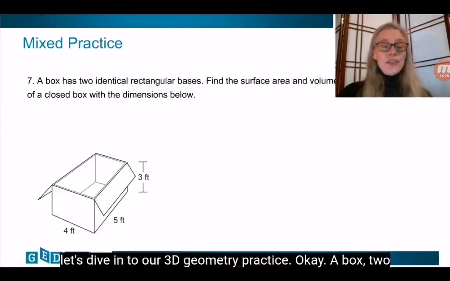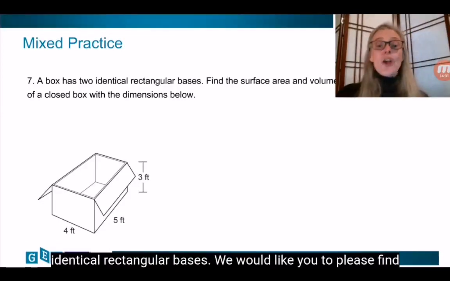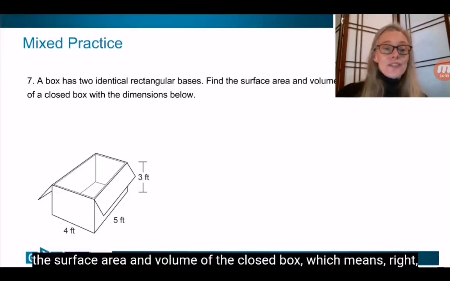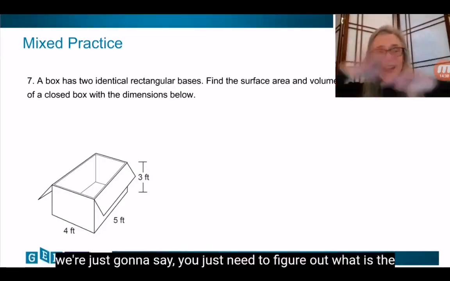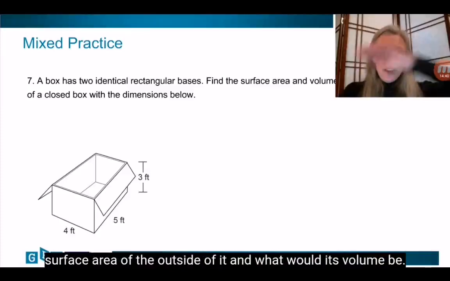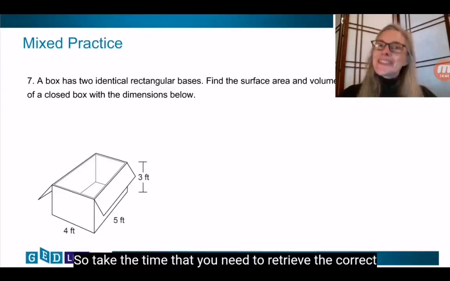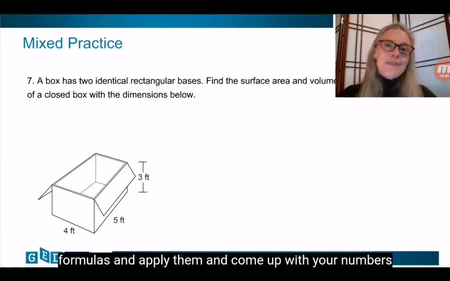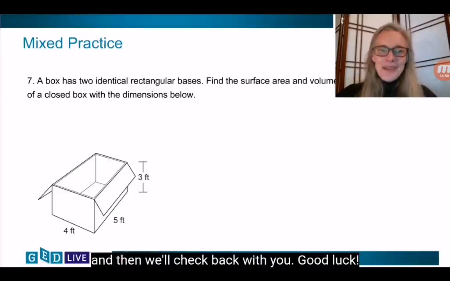A box, with two identical rectangular bases. We would like you to please find the surface area and volume of the closed box, which means you just need to figure out the surface area of the outside of it and what its volume would be. Take the time that you need to retrieve the correct formulas and apply them and come up with your numbers, and then we'll check back with you. Good luck.